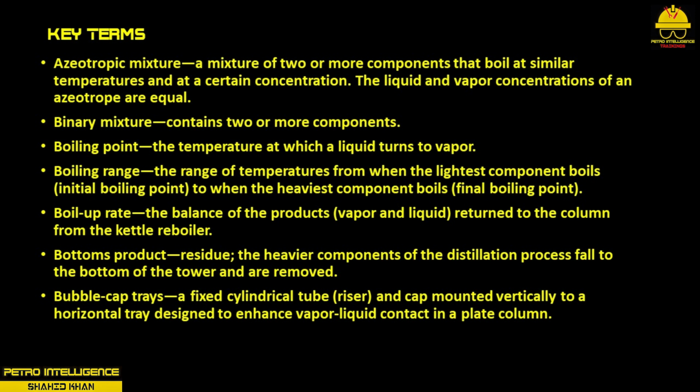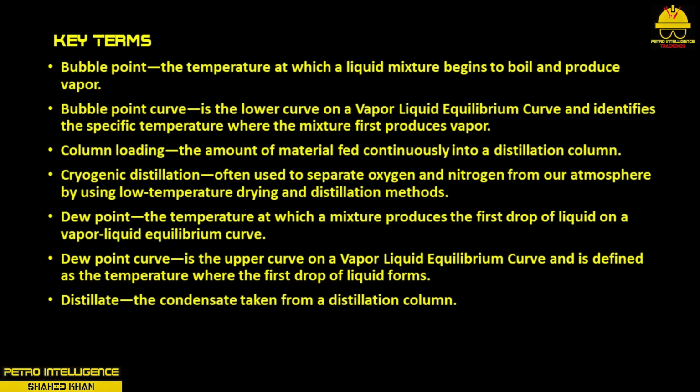removed. Bubble cap tray is a fixed cylindrical tube, riser, and cap mounted vertically to a horizontal tray designed to enhance vapor-liquid contact in a plate column. Bubble point is the temperature at which a liquid mixture begins to boil and produce vapor. Bubble point curve is the lower curve on a vapor-liquid equilibrium curve and identifies the specific temperature where the mixture first produces vapor. Column loading is the amount of material fed continuously into a distillation column.